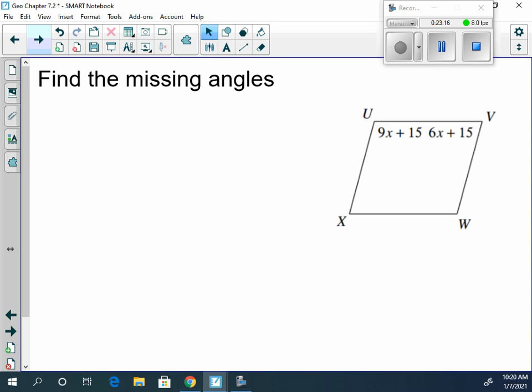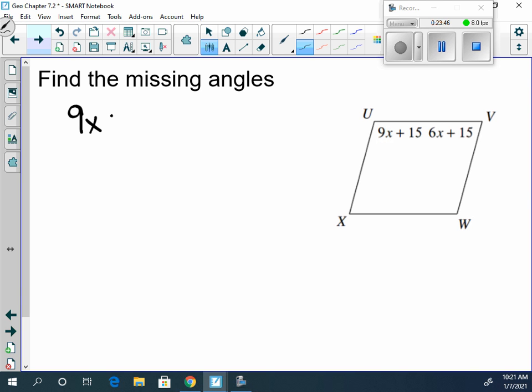All right. Let's look at this here. This one here is a little bit more challenging, not a lot, just a little bit, because they didn't give us numbers, because the last few they just told us this is the angle measure. This here they told us angle U is 9x plus 15. Angle V is 6x plus 15. But what do I know about U and V? They add together to be 180.